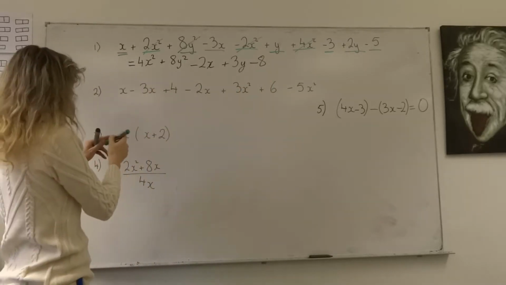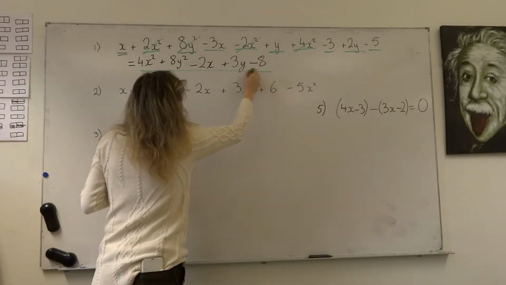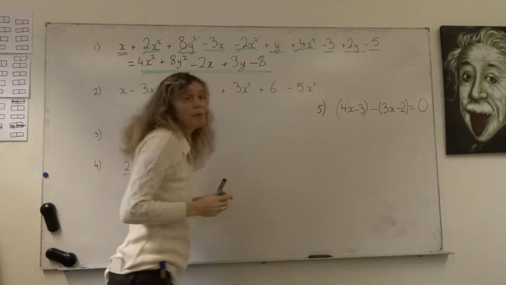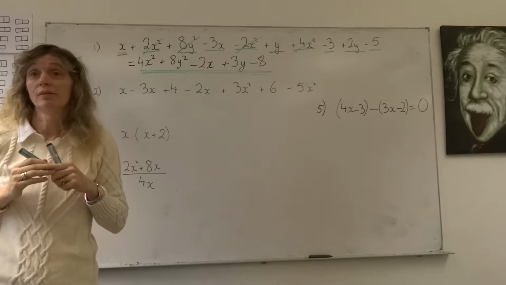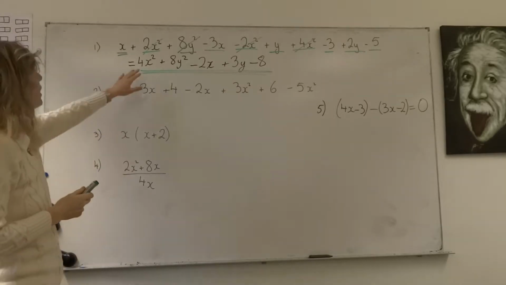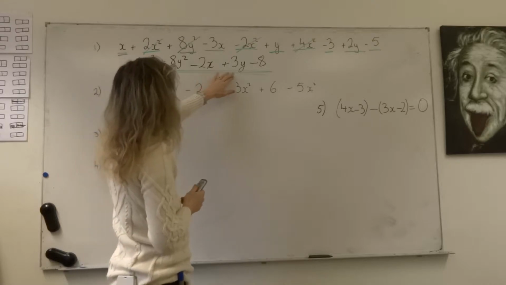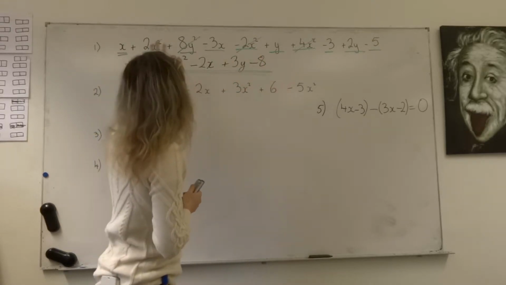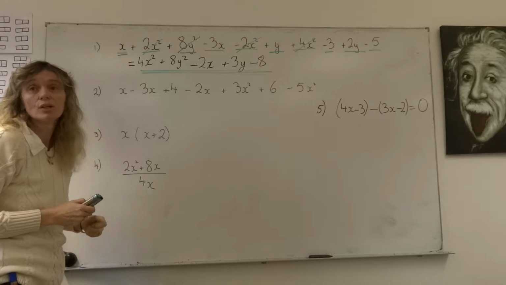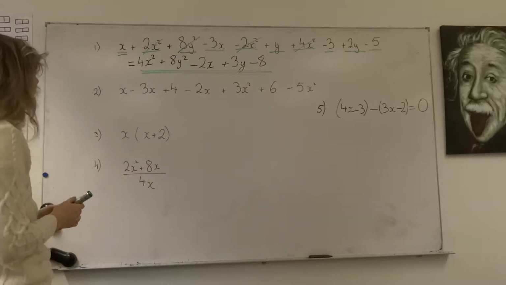So this long string isn't extremely short anymore, but it's a lot shorter. Okay? So 4x squared plus 8y squared minus 2x plus 3y minus 8. And it looks like everything's underlined, so it looks like I haven't forgotten anything.